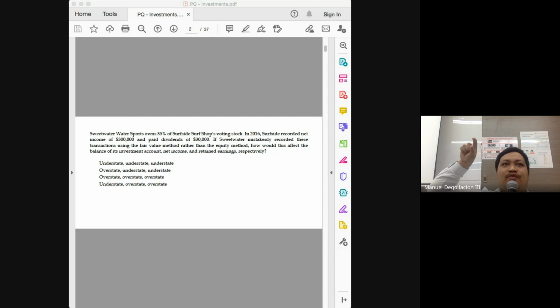Because again, what's the effect of dividends class? It will decrease the investment account. So every time we receive cash dividend, the entry here will be debit cash and credit the investment account. Okay? But under the fair value model, the dividends will not have any impact on the balance of the investment. Okay, what will be considered class in determining the balance of the investment under the fair value model? It's fair value. So we do not care about the profit or loss of the investee.